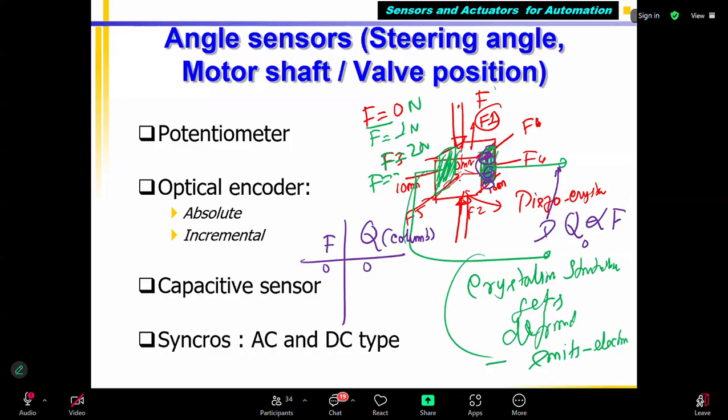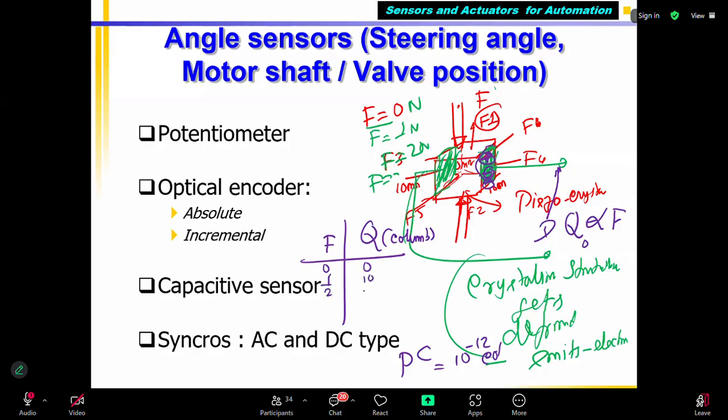I said 10 mm by 10 mm. This crystal, if you apply force, the charge generated per Newton of force will be maybe 10 picocoulombs. What is a picocoulomb? PC is nothing but 10 power minus 12 coulombs. Very small quantity. That's okay. Correct? So now, if I apply 1 Newton, it may generate 10 picocoulombs.